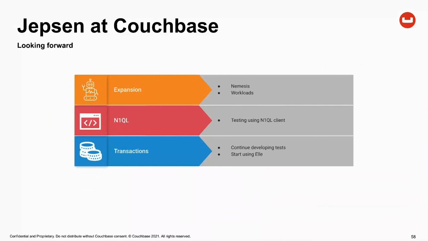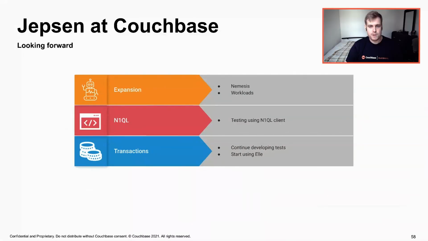Looking forward to the future of Jepsen testing at Couchbase, we hope to expand our Nemesis and workloads, for instance, performing multiple Nemesis within a single workload, adding clock skew, and creating new network partitions. We'd also like to add more workloads like the Jepsen bank test and add more types of clients, for instance, creating a Nickel client and expanding transaction testing.